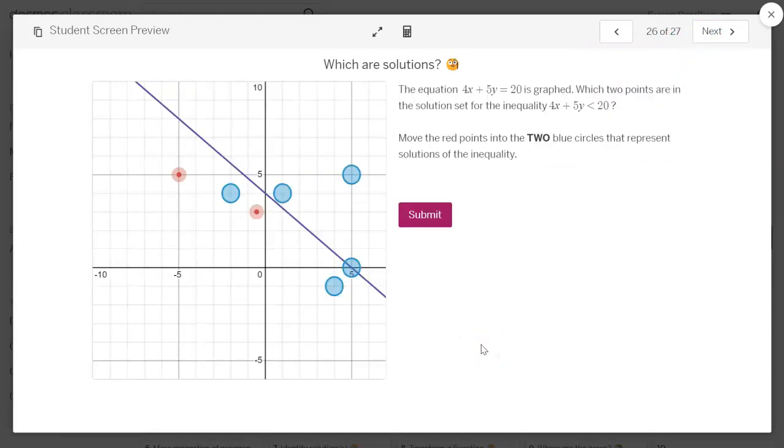For this one, they are given the equation of the line 4x plus 5y is equal to 20, and they are selecting 2 points out of the blue ones that are solutions to the inequality, and they simply drag the little red dots into the blue circles to select the points. Once they've selected their points, they will click on submit and it will confirm if they are correct.